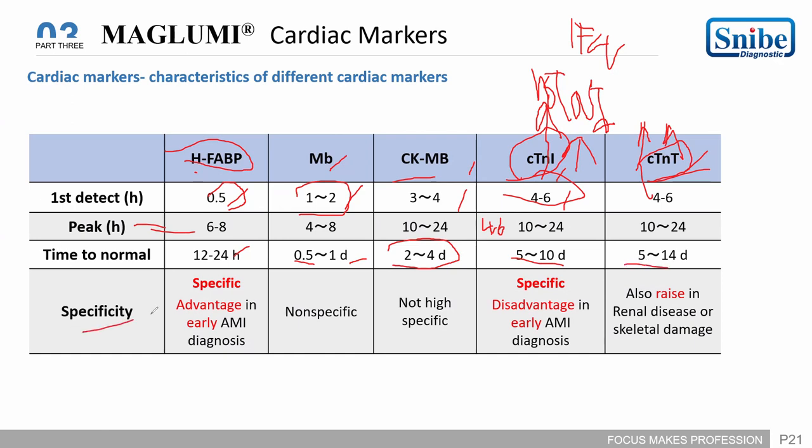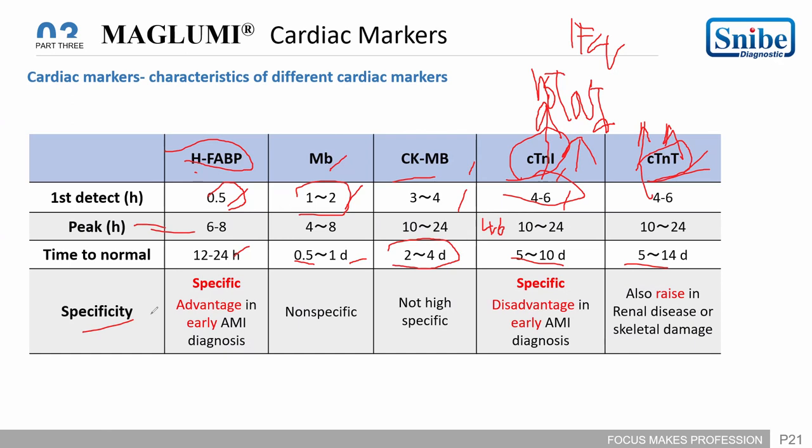So if we talk about the specificity, the specific advantages in early acute myocardial diagnosis, the myoglobin is non-specific. If we talk about the CKMB, it has high specificity, but not as good as the troponin I. The cardiac troponin I is specific in early acute myocardial infarction, but the disadvantage for the AMI diagnosis specificity is now ruled out, and now they have launched the high sensitive troponin I.